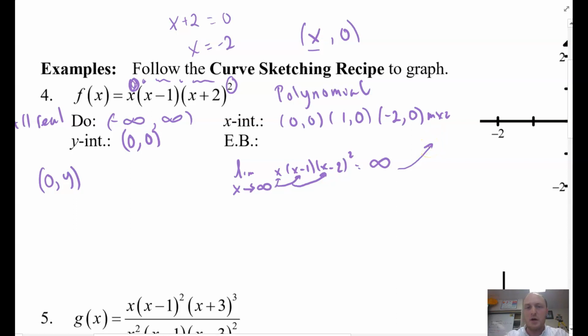All right. Next, we have the limit as x approaches negative infinity. So if I plug in negative infinity for x, that's going to go to negative infinity. If I plug in negative infinity for x minus 1, that's going to go to negative infinity. So I have a negative times a negative, which is a positive. And then I have negative infinity take away 2, but that quantity is squared. That's going to be positive. So essentially I have a negative times a positive, and that is going to be a positive.